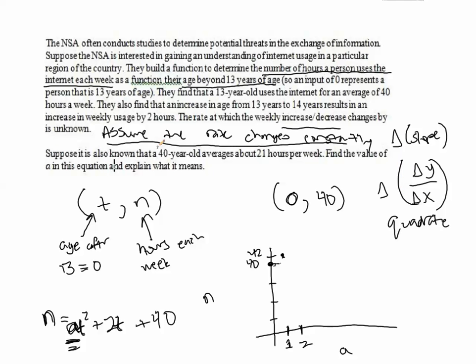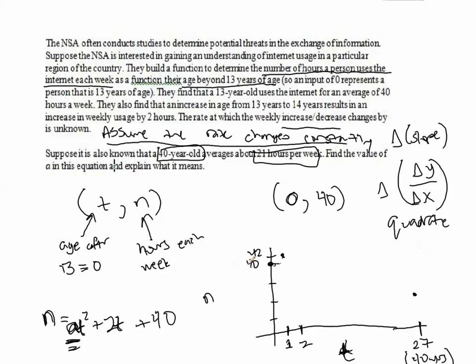Suppose it is also known that a 40-year-old averages 21 hours per week. Well, what does that say? So someone who's 40 is 27 years beyond the age of a person who's 13, right? So T equals 27 would mean that the person is 13 plus 27 equals 40 years old. And so it drops down to about 21.